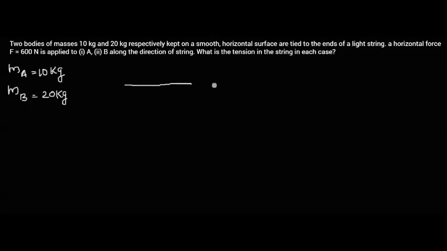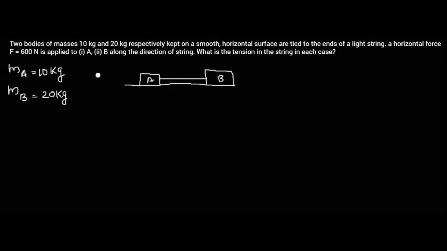Yeah, we'll draw the situation. These two are resting on a smooth horizontal surface, and these two are tied to the ends of a light string. By light string we mean that it is a massless string. It is inextensible. Okay. So this is block A and this is block B. A horizontal force is applied first to object A and then to object B. We have to find out what is the tension in each situation.